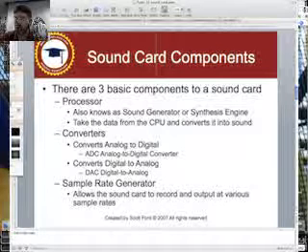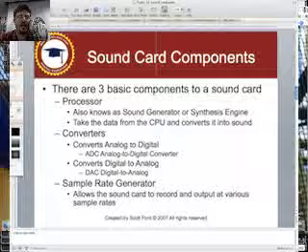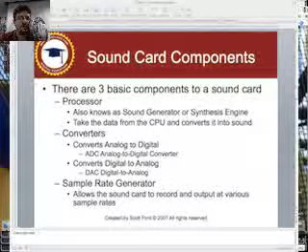And the third component is the sample rate generator. And this allows the sound card to record and output at various sample rates. When I started the stream, I had the option of audio quality, and I got to choose which type of audio quality I wanted, and I chose 44 kilohertz.